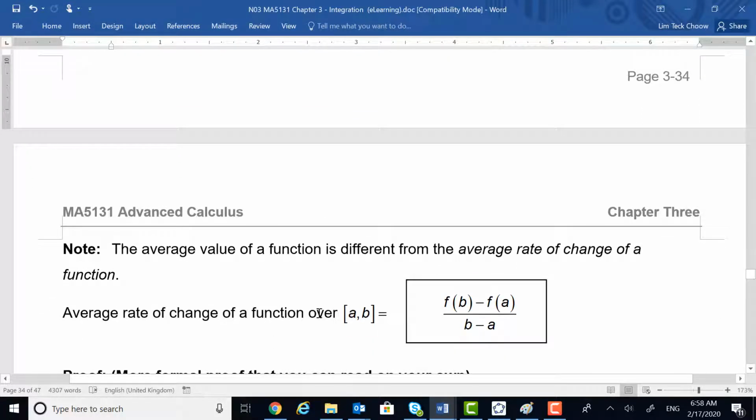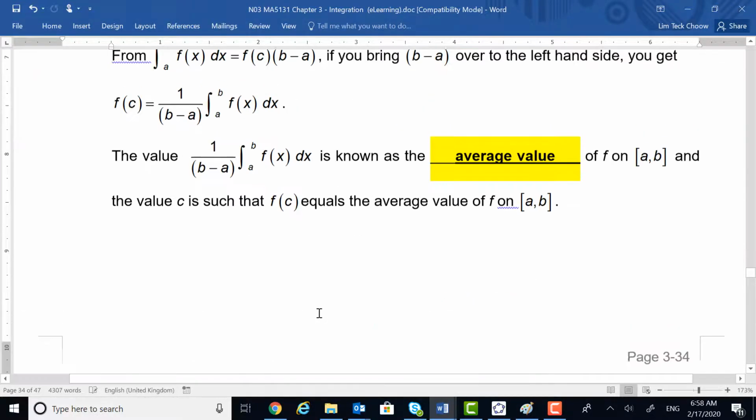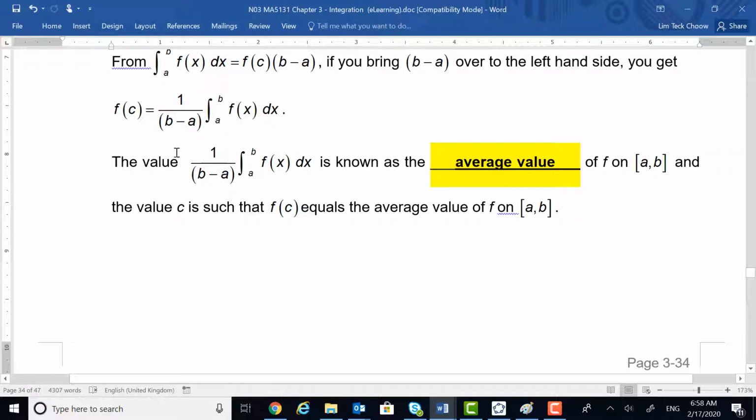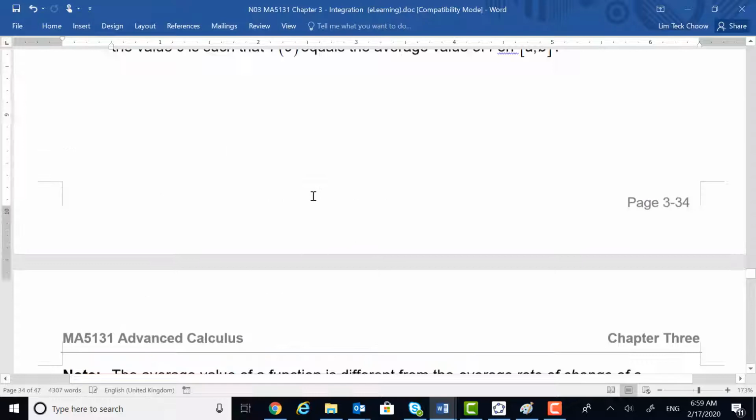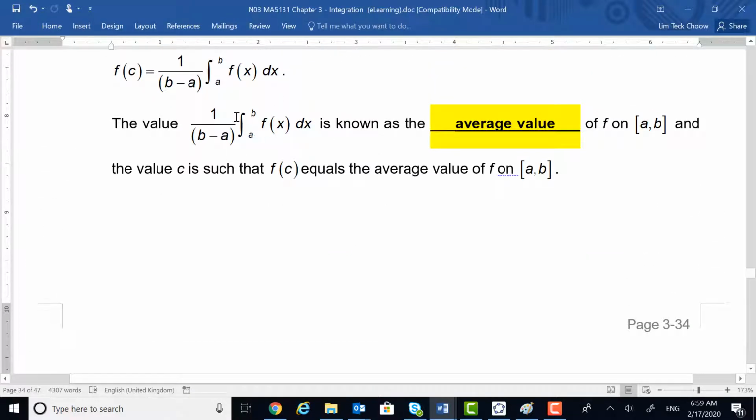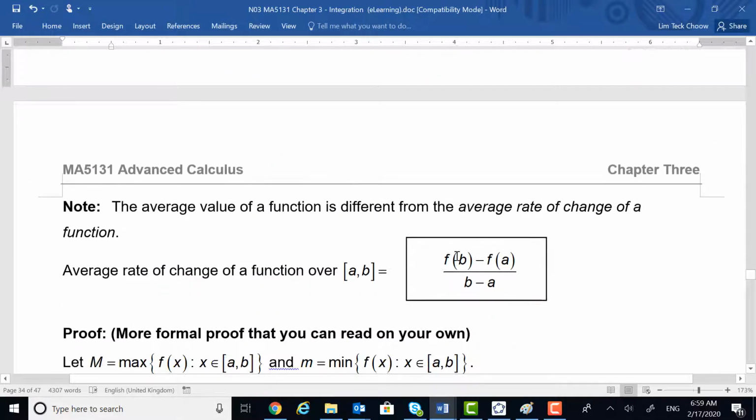Okay, that is an important note you want to realize. You do not want to confuse the expression average value with this thing called the rate of change. You can see they are different. This is just change over the interval. This is the integral over the interval. So bear in mind, integral has the meaning of sum. So it's like the sum of f(x) over the interval. So this is the average. This is change over the interval. So this gives you the rate of change, the average rate of change.